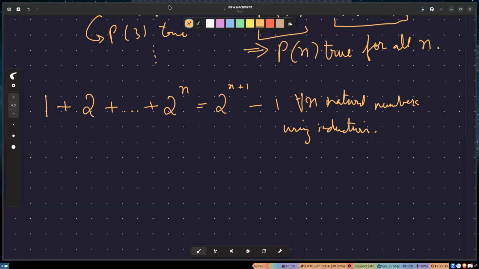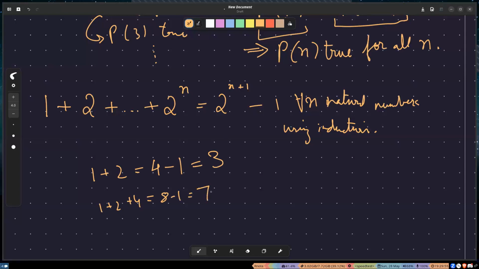Okay, so let's test for n equals 1 and 2. When n is 1, we have 1 plus 2 on the left hand side, which is 3, and for the right hand side, we have 4 minus 1, which is also 3. For n equals 2, we have 1 plus 2 plus 4, which is 7, and the right hand side is 8 minus 1, which is also 7.